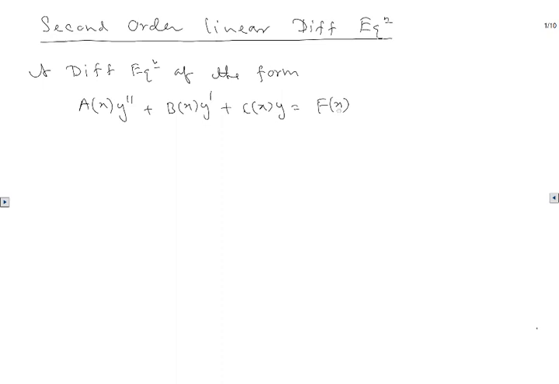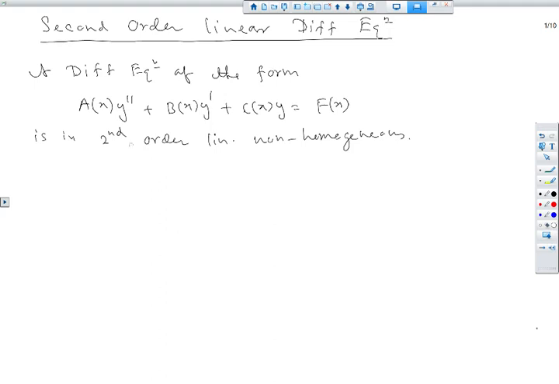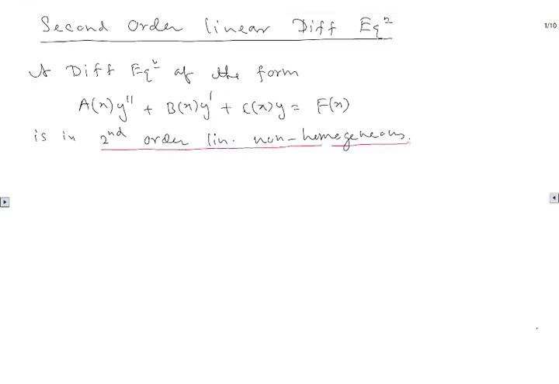is in second order, linear, non-homogeneous form. Order means the highest derivative. You can see the highest derivative is 2, so it's second order. All these terms are important. Linear means all the coefficient functions are functions of the independent variable only, and there are no other products of y. And non-homogeneous because there's an f(x) term which may not be equal to 0.